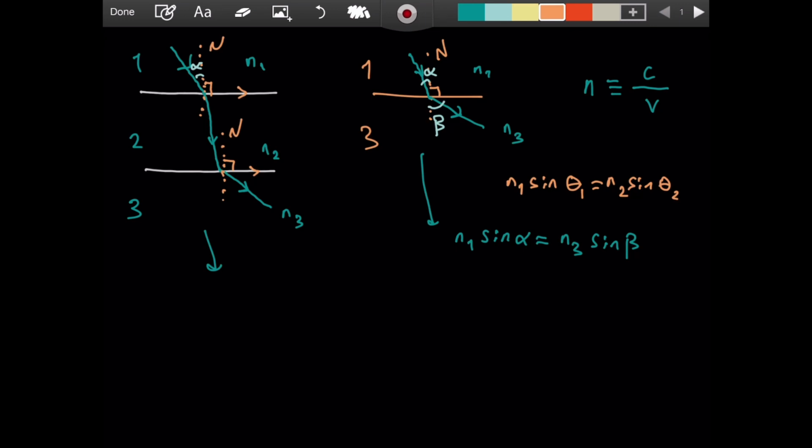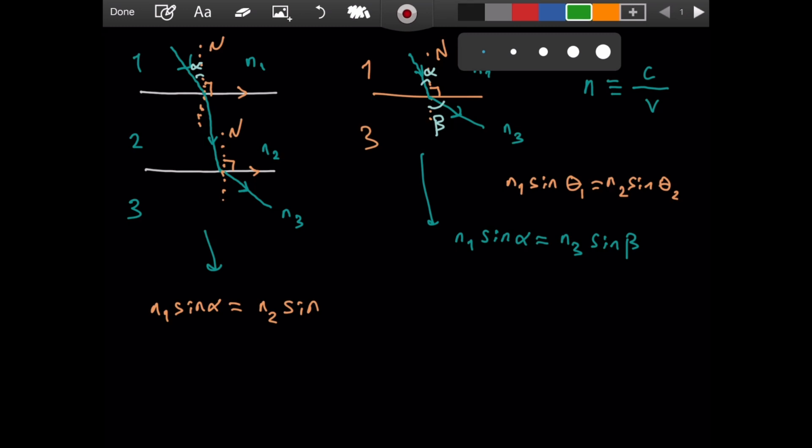This is correct. What you're about to prove is correct for parallel refractive surfaces, and you will understand why it is correct for parallel ones. So from the transition between 1 and 2, we will have n1 sine of alpha equals n2 sine of, well, we need to define an angle. That angle will be this one. We perhaps call it theta.